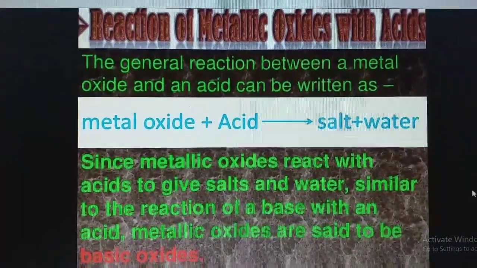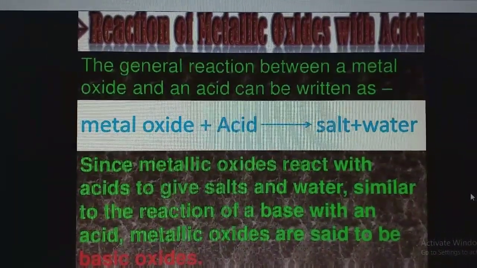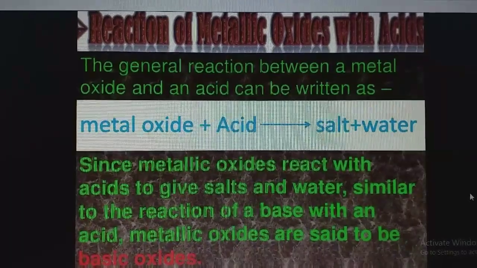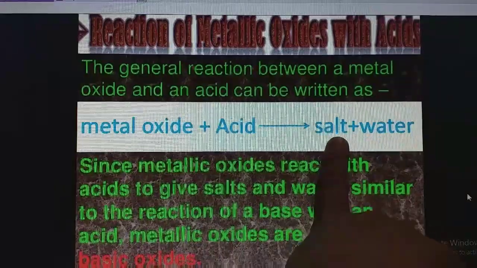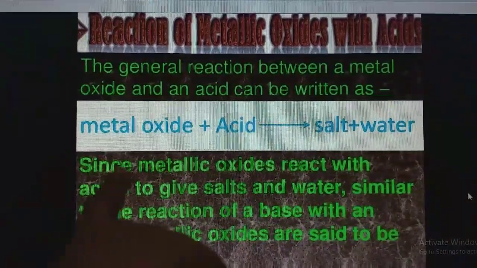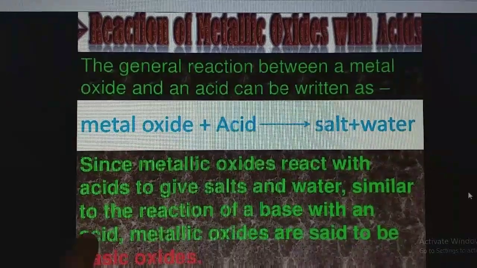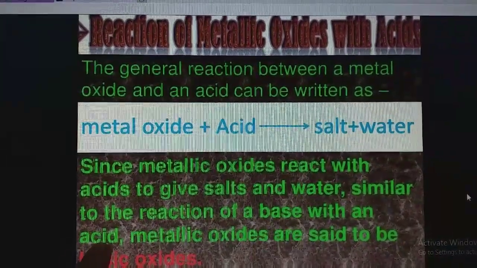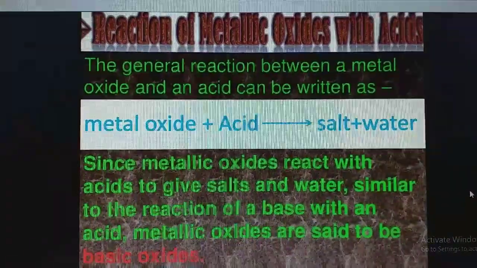Now the reaction of metallic oxides with acids. The general reaction between metal oxides and acid can be written as: you take any metal oxide plus acid, you get again salt plus water. Since the metallic oxides react with acids to give salt plus water, similar to the reaction of base with the acid, metallic oxides are said to be basic oxides.